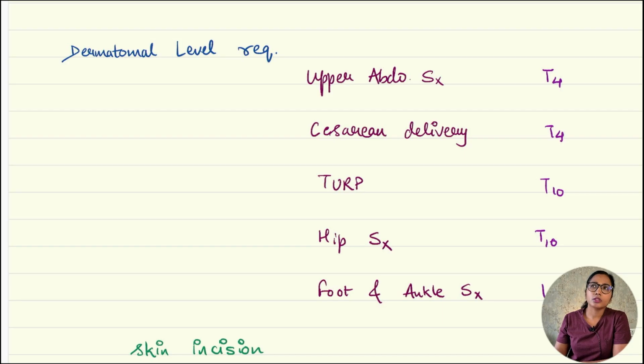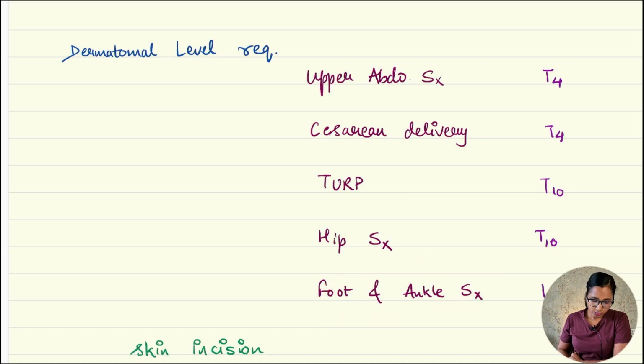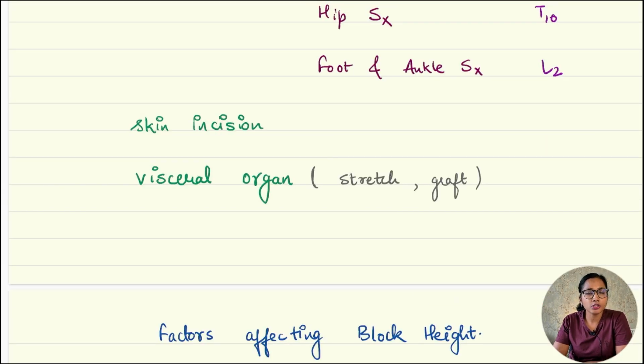Talking about dermatomal level requirement for some basic surgeries, this is from Miller's. Upper abdomen surgery level required is T4, cesarean section T4, TURP T10, hip surgery T10, then foot and ankle surgery L2. So for any surgery, you have to ask the surgeon what is the incision from where to where. We have to ask the surgeon where the skin incision lies from where to where. Suppose T6 to T10 or T4 to T10.